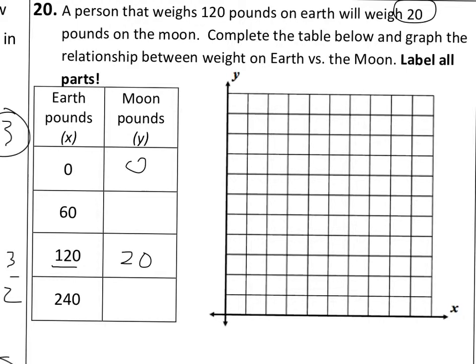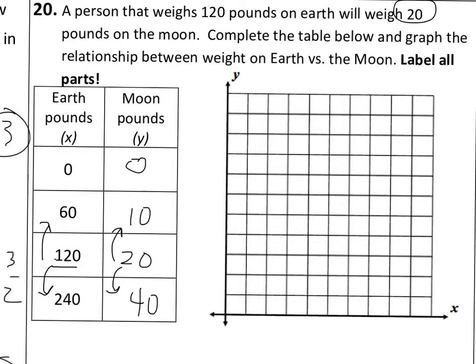So 0 and 0. If I try to figure out how to get from 120 to 60, I know I divide by 2. So I'm going to take this and also divide by 2. 20 divided by 2 gives me 10. How do I get from 120 to 240? Well, that's times 2. So I take this times 2, and that gives me 40. So your answer should have been 0, 10, 20, and 40.